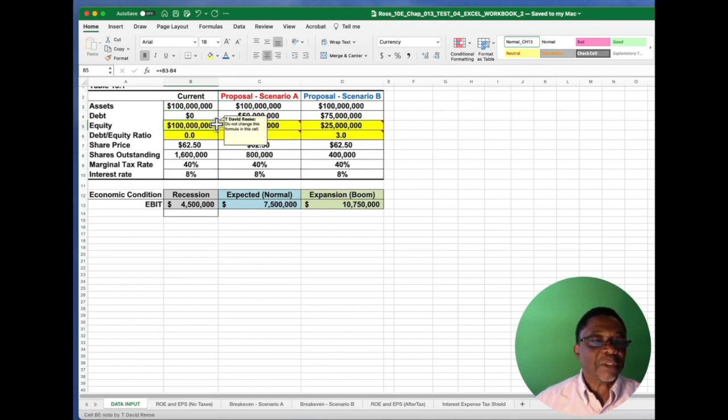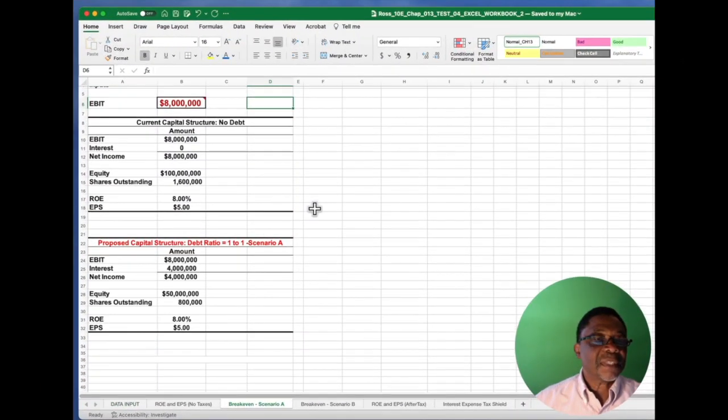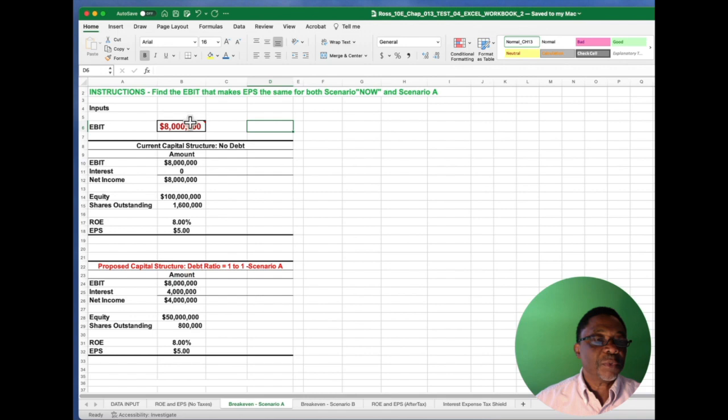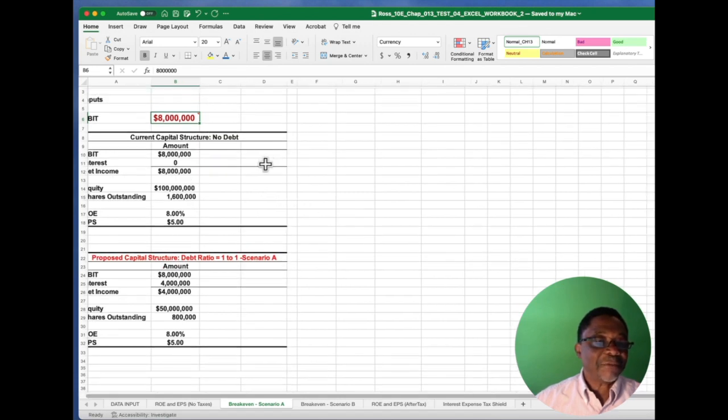I have a little flag on the yellow cells that says do not change formula in the cell. So again, that's the input cell. The only other cell on this worksheet where you will change values is on these break-even scenario worksheets. You can change this value as you try to find the EBIT that makes the debt-free capital structure and the scenario A capital structure equivalent.